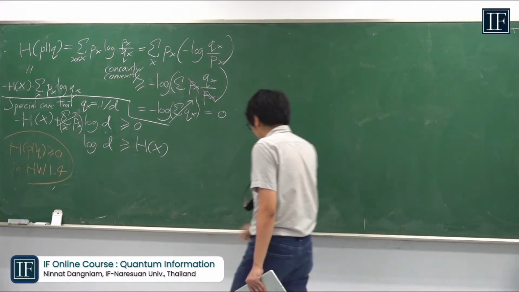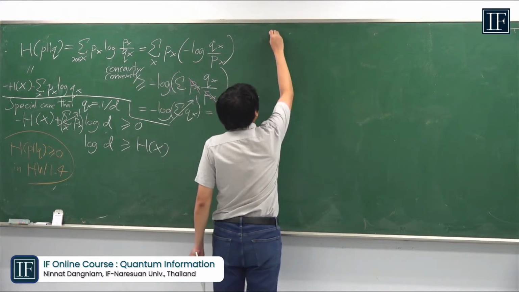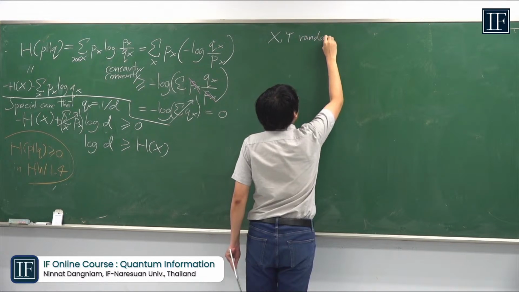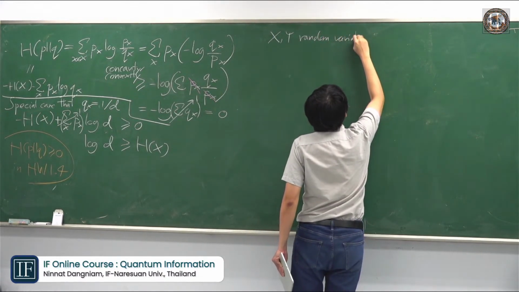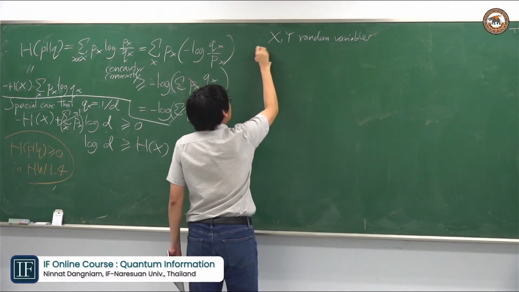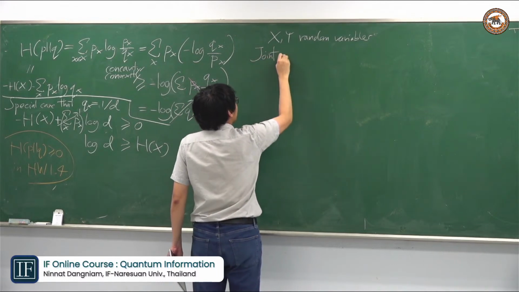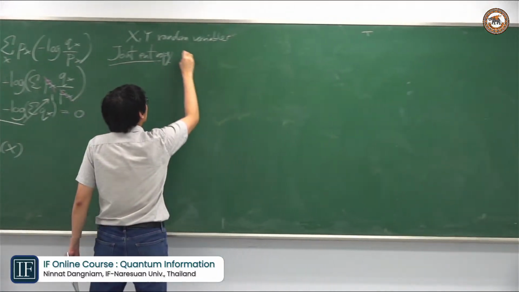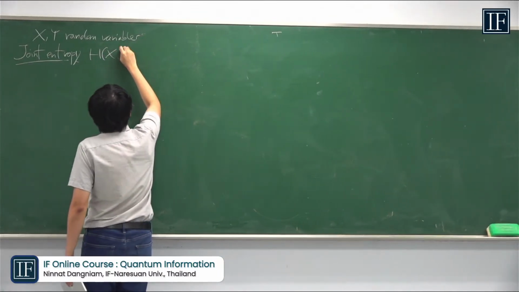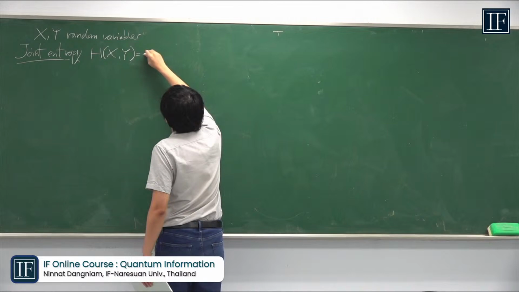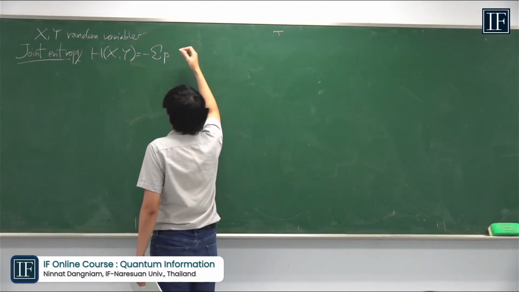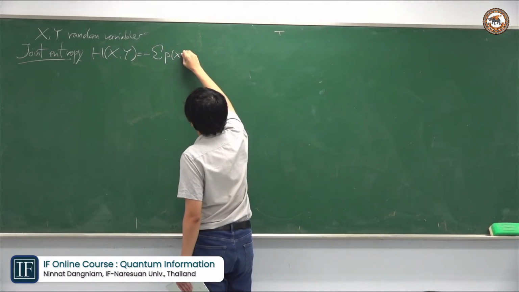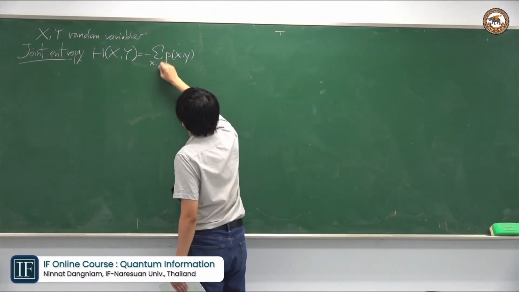So first of all, of course, if I have two random variables, then I have the joint entropy. It's the same as just the usual Shannon entropy, right? But then I just use the joint probability distribution.